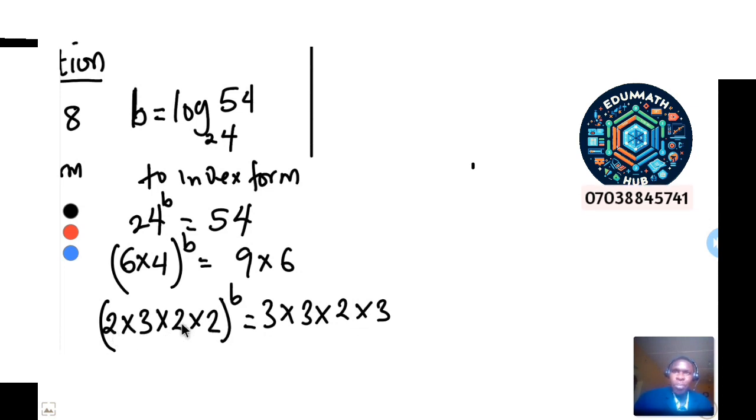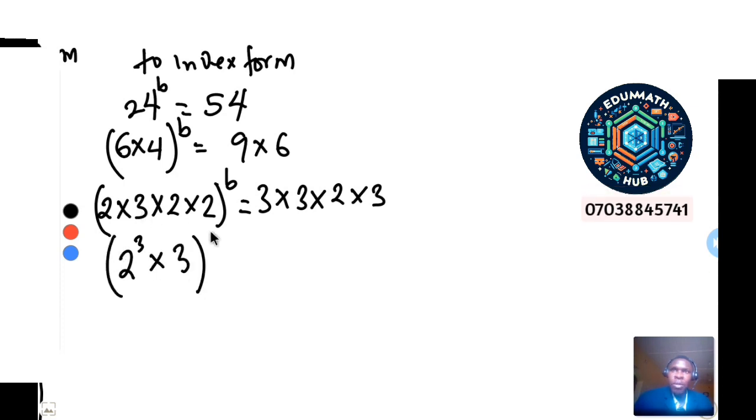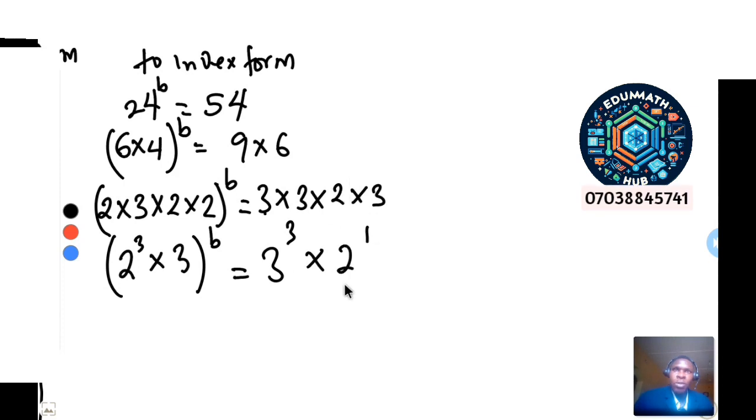You see that 2 is appearing 3 times. Can you see that? 2, 2, 2. So you have 2 raised to the power 3. Sorry about that. Let me create a little space. So 2 is appearing 3 times: 1, 2, 3. So you have 2 raised to the power 3 times 3 appearing once, so you have 3. Everything should be raised to the power b. It equals, yeah, 3 is appearing 3 times: 1, 2, 3. So you have 3 raised to the power 3 times 2 appearing once, so 2 raised to the power 1.